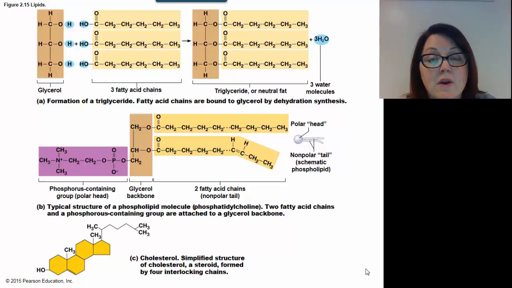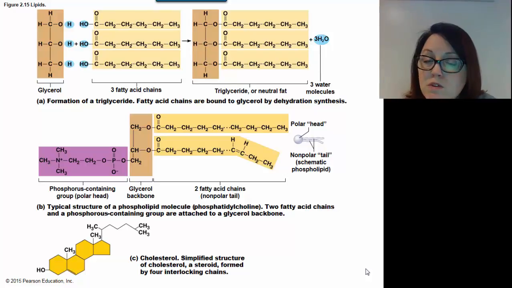Another group in the lipid category are steroids. Steroids look very different from triglycerides and phospholipids, as you can see here at the bottom of the screen. We don't have any fatty acid chains in a steroid, okay? But we do have these hexagon type structures connected to each other. What makes a steroid a lipid is the fact that it is very hydrophobic. Steroids include things like cholesterol, estrogen, and testosterone. Estrogen and testosterone are hormones that are actually derived from cholesterol.